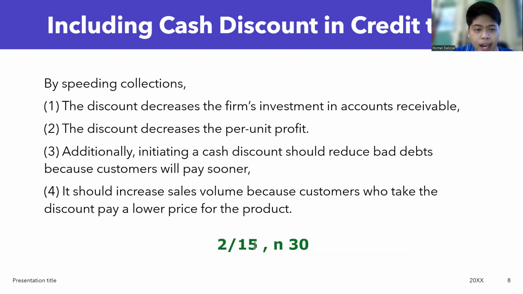So that's why may possibility din of including the cash discount. So ano ba yung effect niya? Number one, by speeding collections, the discount decreases the firm's investment in AR. Kasi ang point, yung mga customers magbabayad ng maaga. They will pay earlier. So yung accounts receivable mo, on average, magiging lower din. Kasi yung mga customer, early magbayad. So that's number one. Number two is the discount decreases the per unit profit. Ang effect kasi ng discount is, syempre, if you implement a cash discount, di ba 2%? So if the customer pays earlier, mababawasan ng 2% yung babayaran niya.